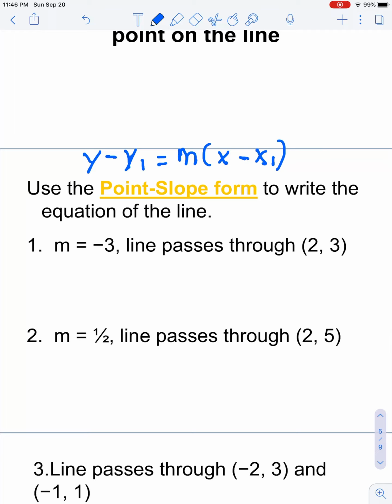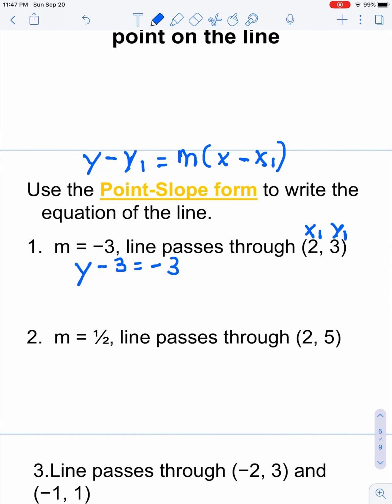And so here, when we plug in, the coordinates of our point are going to be what we plug in for x sub 1 and y sub 1, and then, of course, m is -3. So given our form, I'm going to have y minus 3 equals, and that's my y coordinate, my slope value, -3, times the quantity x minus x sub 1, which is 2.